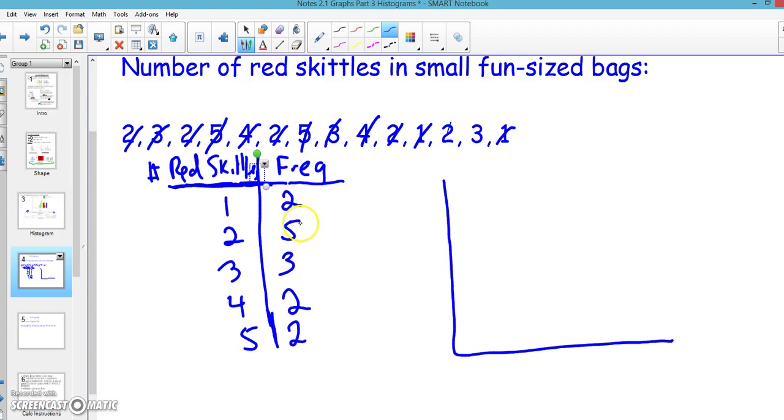So I had twice there was only 1 red Skittle, 5 times there were 2 red Skittles, and so on. So on my graph over here, my frequency or my count is going to be on the y-axis, goes up to 5, so 1, 2, 3, 4, 5. Once again, that's how many times it happened out of my samples of red Skittles. And then on the x-axis, this is where I'm going to put my number of red Skittles.